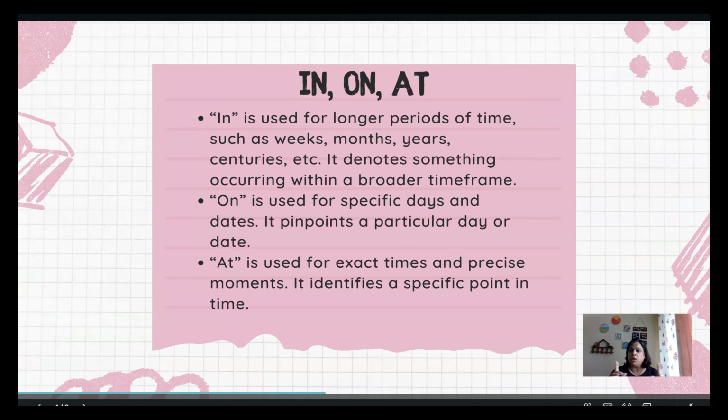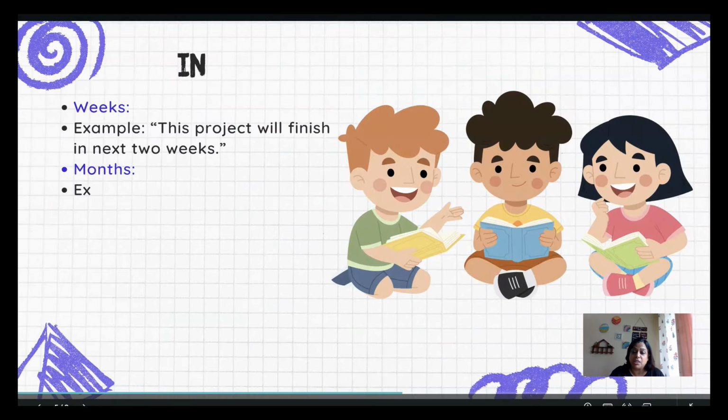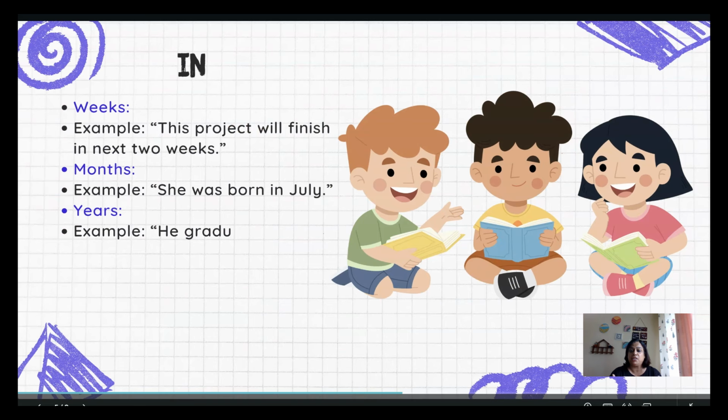In is used for longer periods of time, such as weeks, months, years, centuries, etc. It denotes something occurring within a broader time frame. On is used for specific days and dates. It pinpoints a particular day or date. At is used for exact times and precise moments. It identifies a specific point in time. Let's take a closer look at these prepositions and how to use them in relation with time.